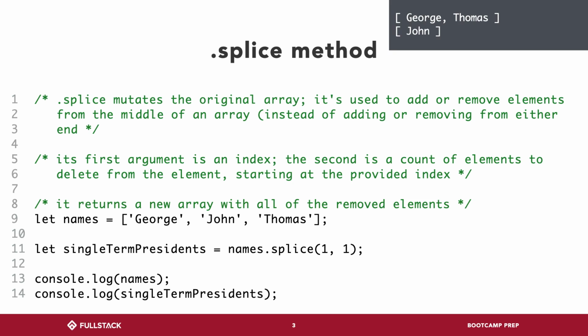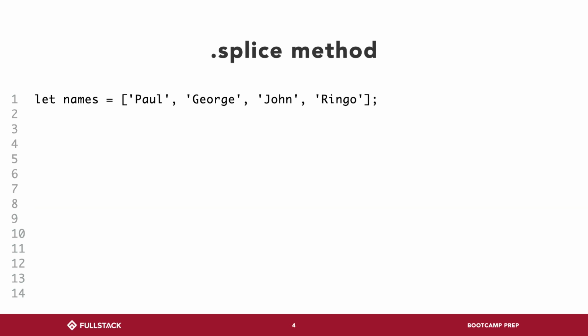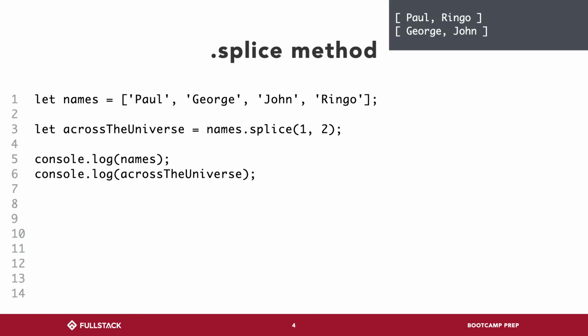Cool? Cool. So here's another example. So we have Paul, George, John, and Ringo, right? Let across the universe equal names.splice 1, 2. Console log names, across the universe, and then we see that we took out two things this time, right? We took out George and John from here because we started at index 1 and deleted two things, 1, 2. And we set that equal to another variable, and we get an array of 2. Makes sense, right? Cool.